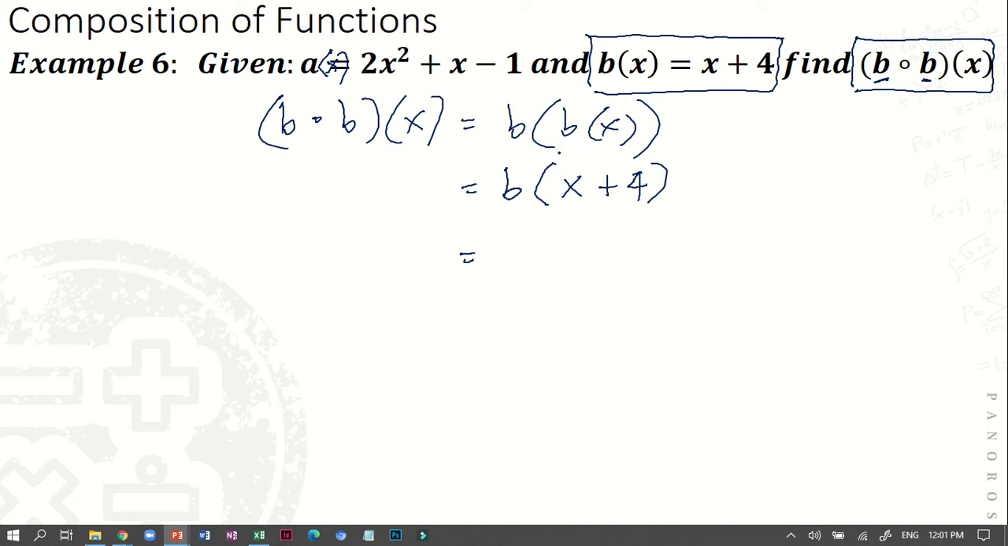Pangalawa, kunin yung outer function. So, siya pa rin yun, x plus 4. Pangatlo, ipalit kay outer function yung inner function. Tanggalin ang x, palitan ng x plus 4. Kasi yun ang value niya eh.